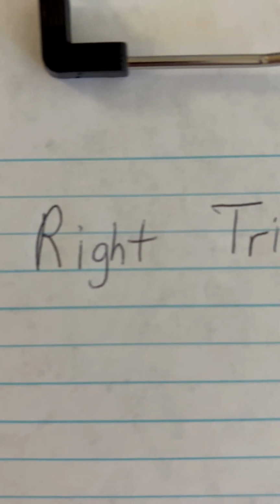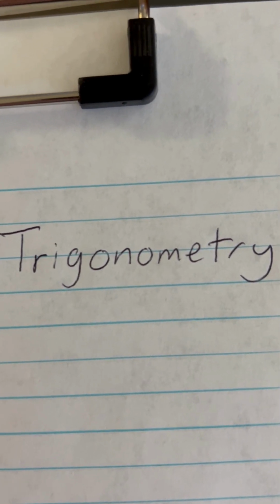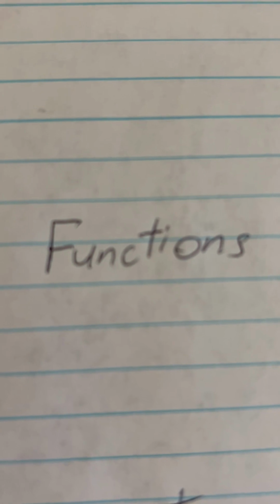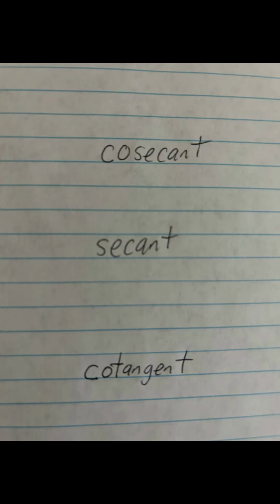In today's video, I am going to talk to you about right triangle trigonometry. In right triangle trigonometry, there are 6 trigonometric functions. We call these 6 trigonometric functions sine, cosine, tangent, cotangent, secant, and cosecant.